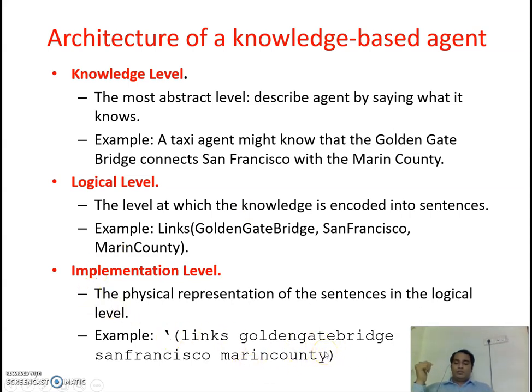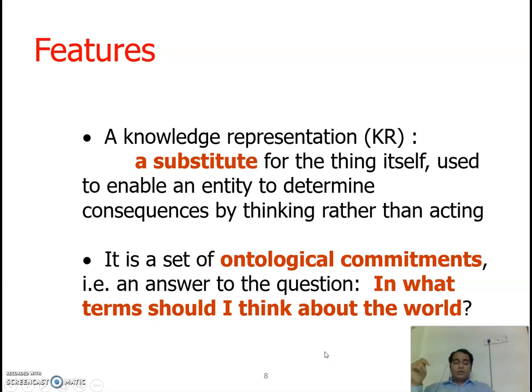So the features of knowledge base or knowledge representation: the knowledge representation is generally a substitute for the thing itself, which is used to enable an entity to determine consequences by thinking rather than acting. Think about the consequences. Now it is a set of ontological commitments, that is an answer to the question, in what terms should I think about the world?